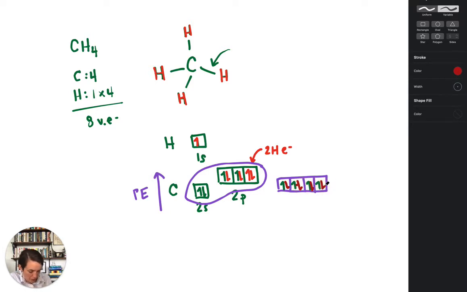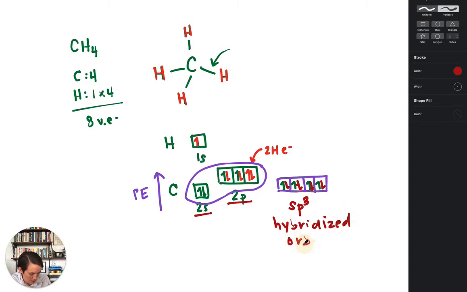And so by combining this single 2s orbital and 3 2p orbitals, we get our hybridized orbital, which is called an sp3 orbital. So this is a hybridized orbital.